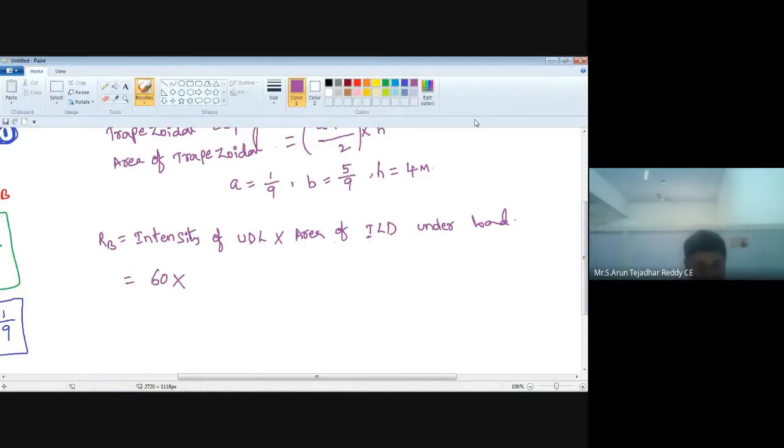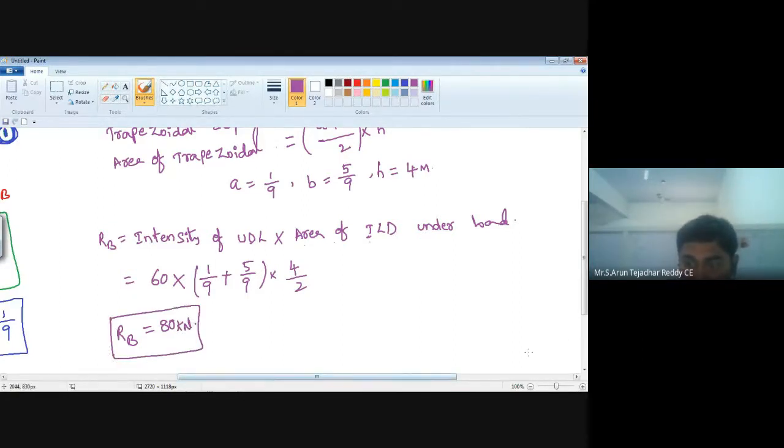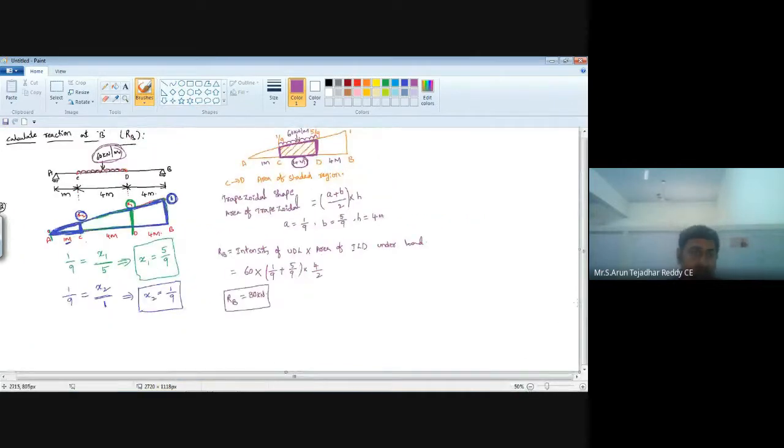Okay, all of you write here. (1 by 9 plus 5 by 9) into H by 2. H by 2 is 4 by 2. Okay, now calculate RB value. After calculating, you will get RB value 80 kilonewton. RB value is 80 kilonewton.